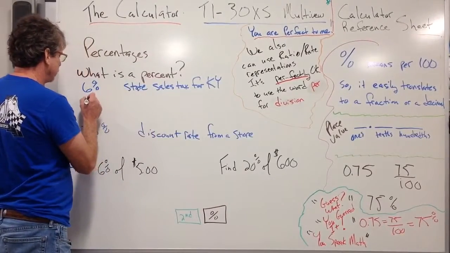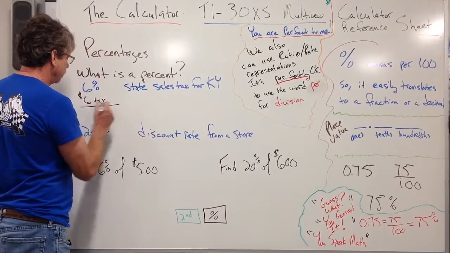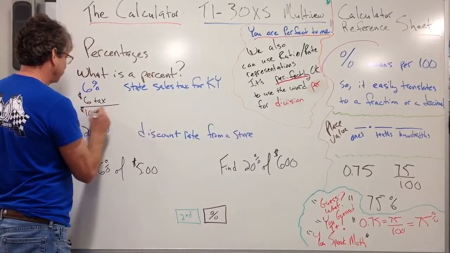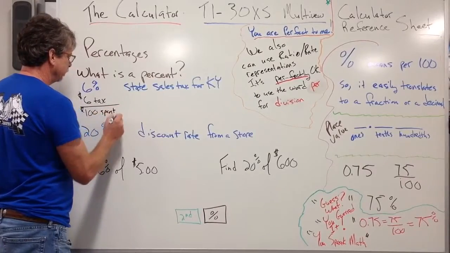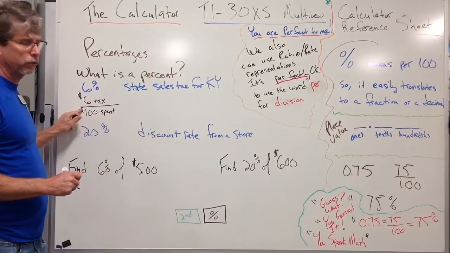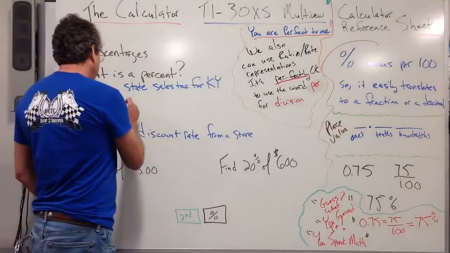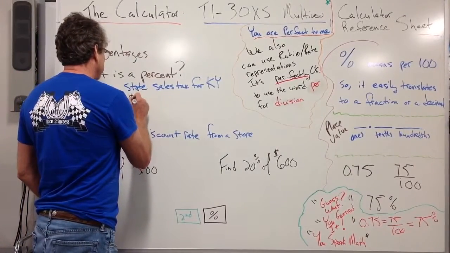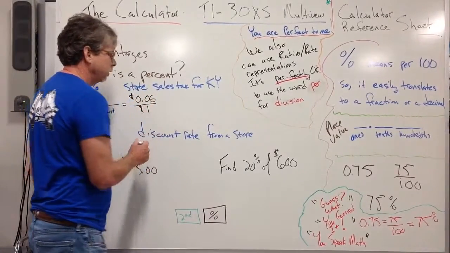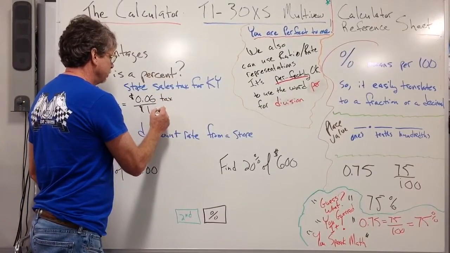So 6% kind of means this, especially when it comes to state sales tax. What that means is you're going to pay $6 tax for every $100 spent. That's what the state sales tax means. So $6 per every $100 spent. That's what 6% sales tax means. We also can denote this as 0.06 per 1. In other words, you're going to pay 6 cents tax for every dollar you spend.